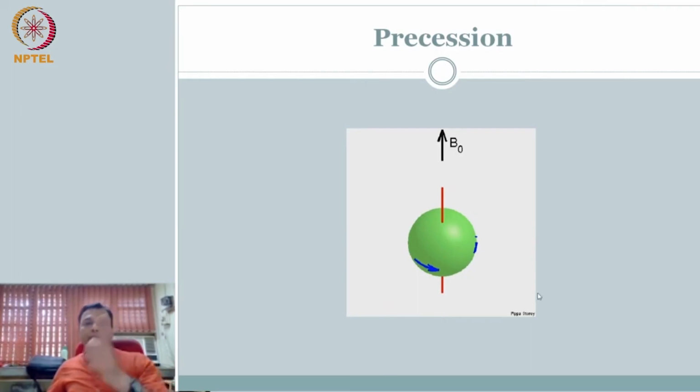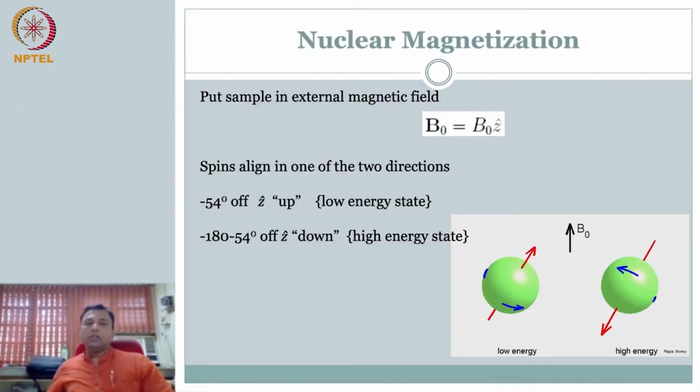Okay, so this is called precession. You would have heard this before. So in the case of nuclear magnetization, when you put the external magnetic field, let's call it B naught, the bold represents that it is a vector. So it has a magnitude B naught and a direction Z. Okay, so the spins align in one of the two directions, and as you would have guessed, there will always be a preference for the low energy state. In this case, low energy is considered to be the up direction.